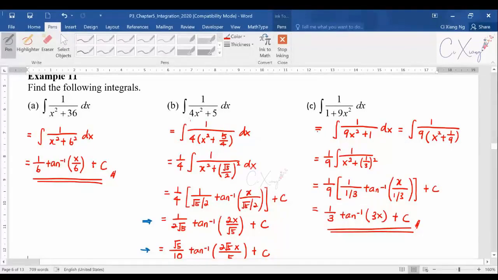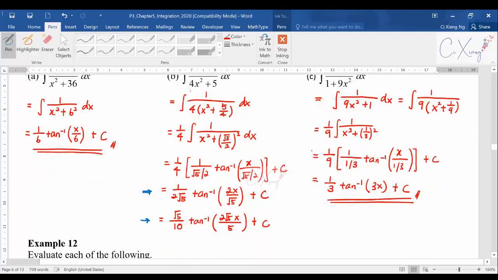Okay, so these are the 3 examples that I can show you. Hopefully you get some idea from here. And then later, maybe when you are free, you can try out some other examples, to make sure that you are quite clear about it. Okay, right. So this is how we do the basic integration.